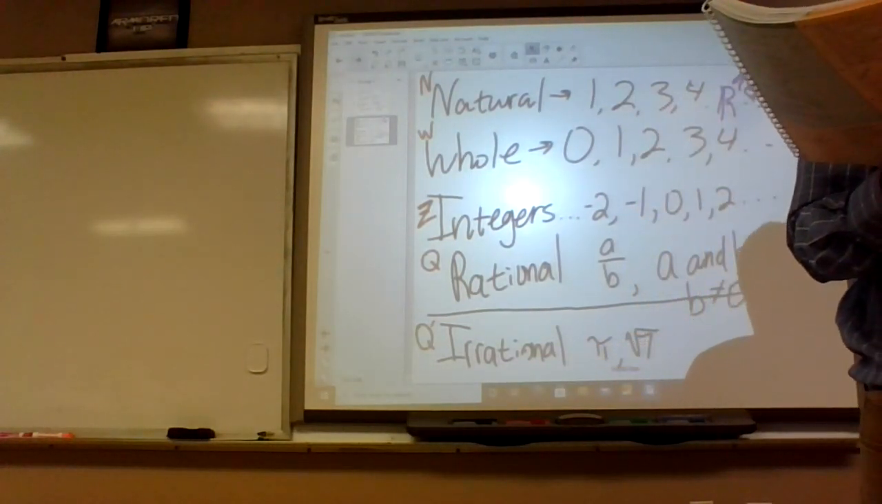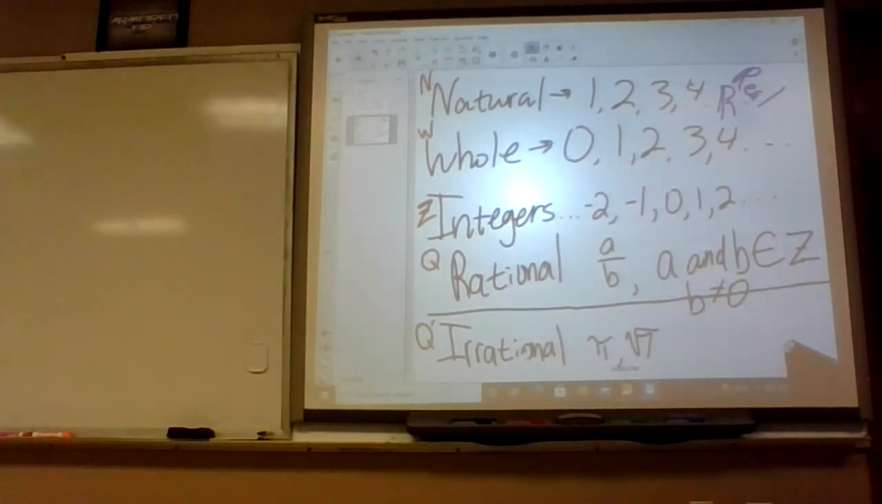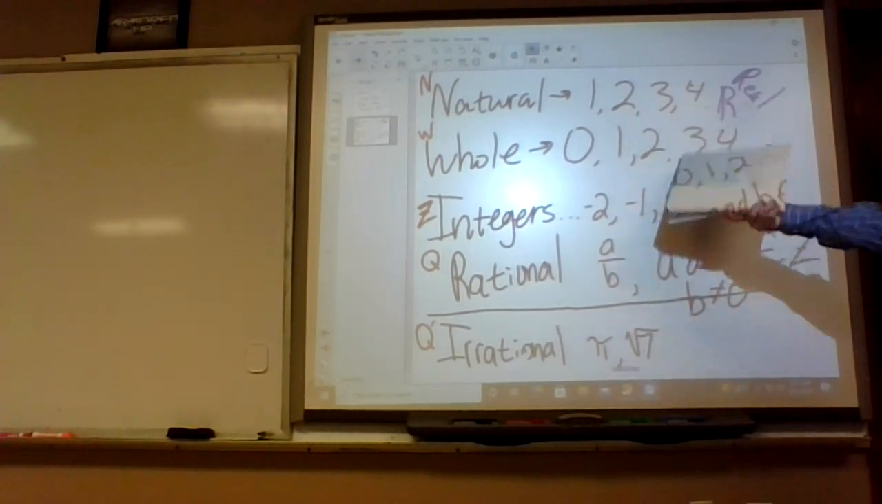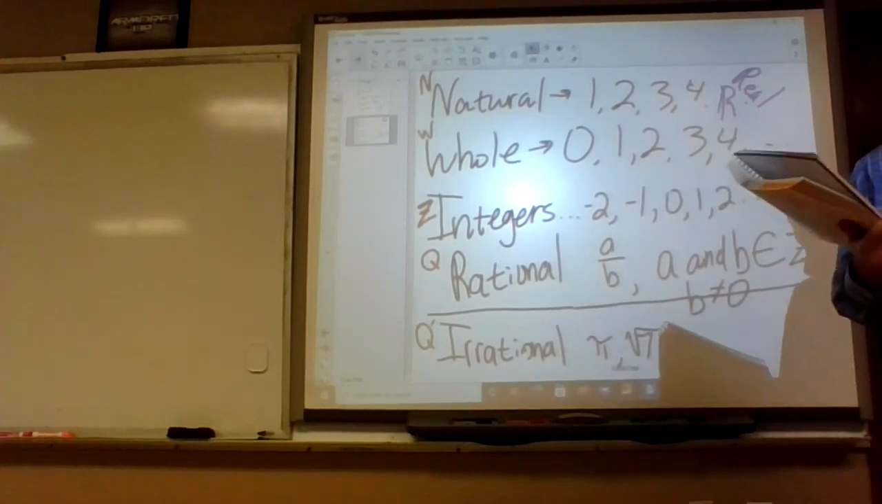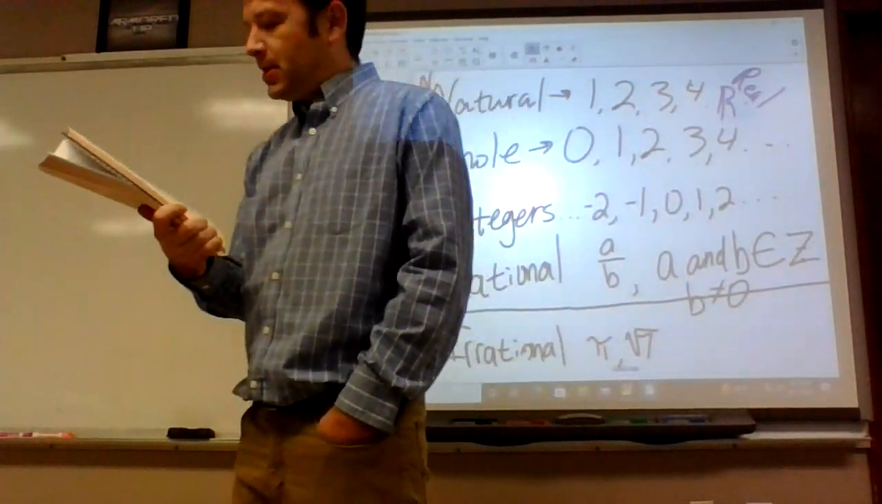Oh, that's an integer. B has 2 answers: Q and Z. Any of the top ones, yeah, if it's a natural, it's all of the above, except for irrational. Okay, number 37. Don't forget to do C and D.